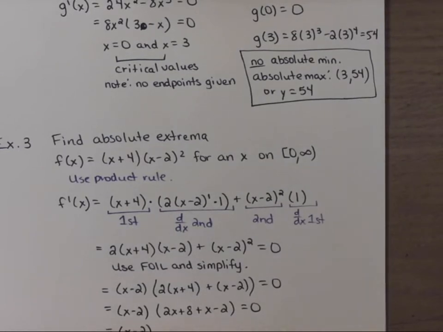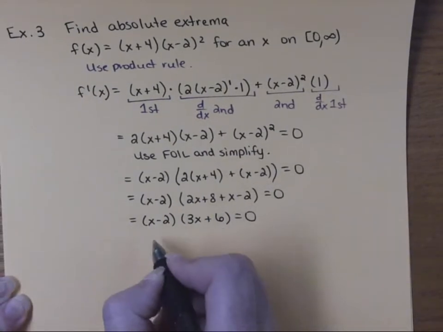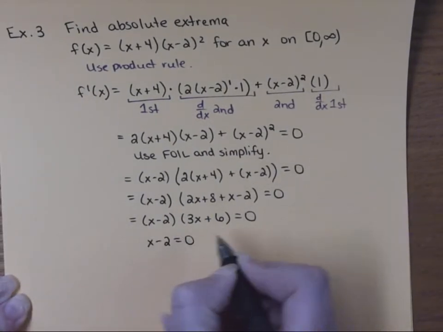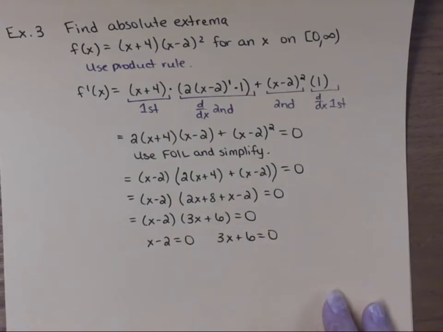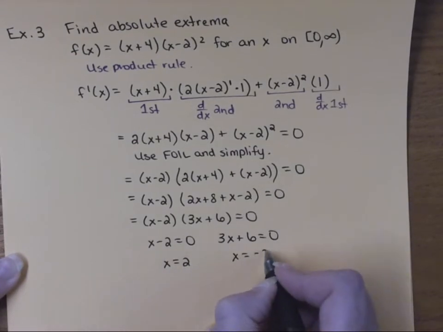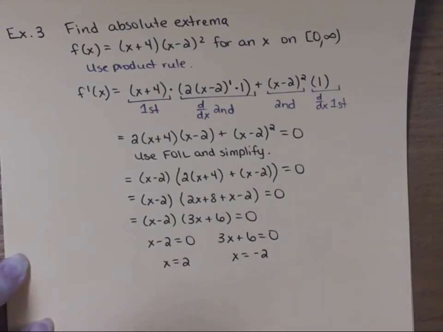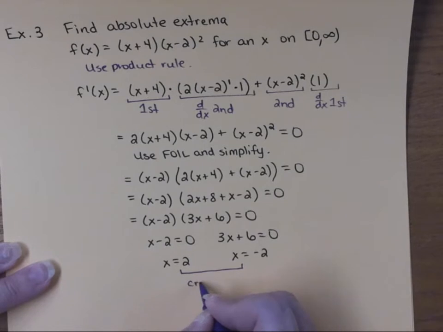So we end up getting something that we can factor out here. This is 3x plus 6 equals 0. You could technically pull a 3 out, although it's not really necessary, okay? Because now notice I have something times something else equals 0, so now I can just set each thing equal to 0. So I end up getting 2 here, and I get negative 2 here. And again, if you're uncomfortable with the factoring that I just did, you can also FOIL and simplify and then factor that, and you will get these same critical values.